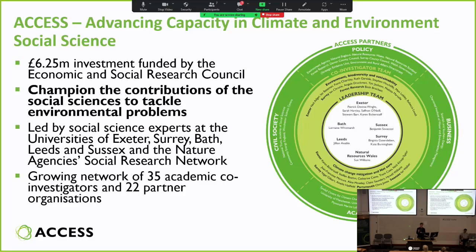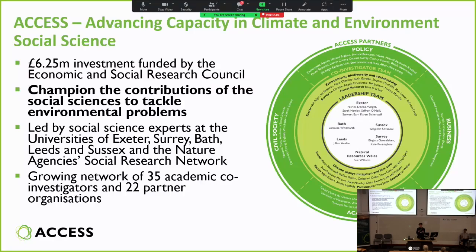It's led by social science experts at a number of universities, but I guess the crucial thing to signal right from the beginning is that it's not just a university endeavour, and central to our leadership team is the Nature Agency's Social Research Network, some of whom are in this room, some of whom are online, and who have been absolutely critical to the development and success of Access so far.